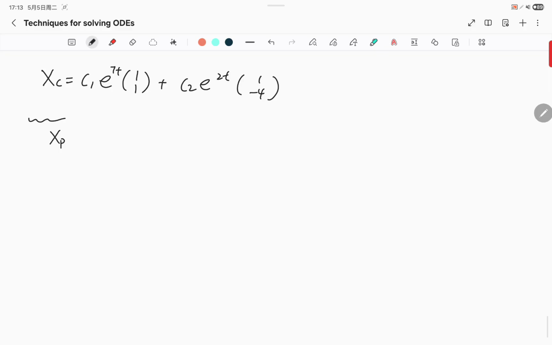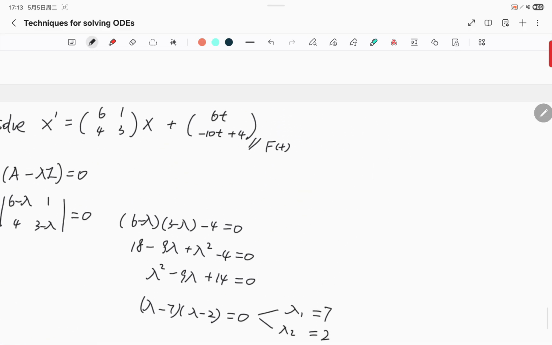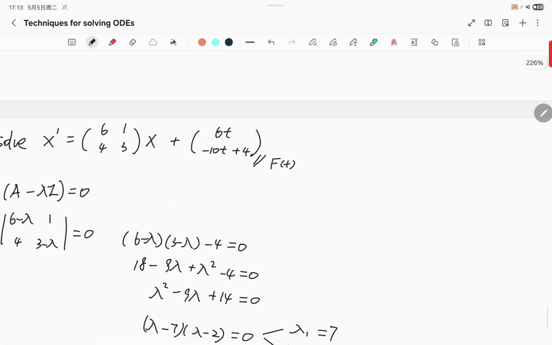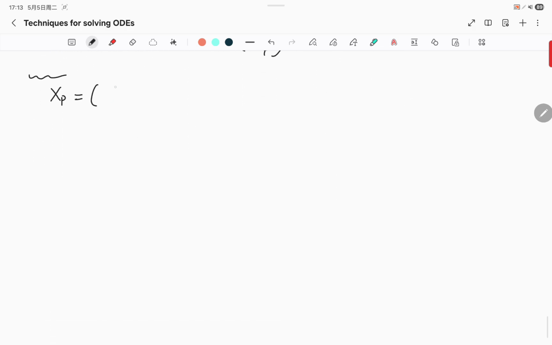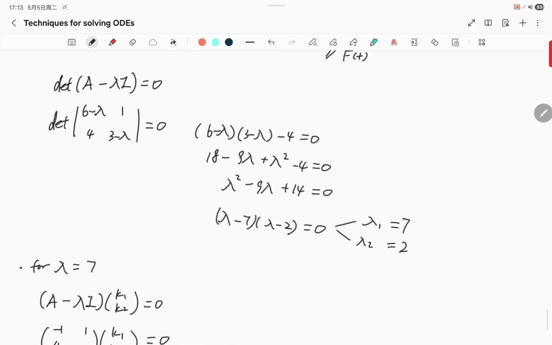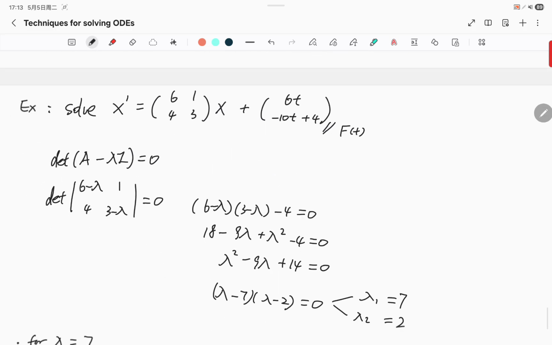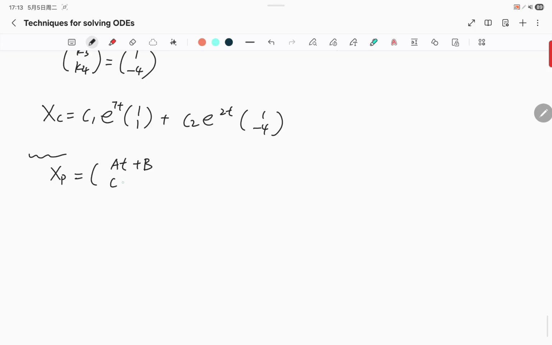x_p, sorry, particular solution. Look at what we have here. We have 6t and minus 10t plus 4. We can borrow the same table from undetermined coefficients to make the educated guess. So my top row is going to be at plus b, and my second row, another polynomial, so ct plus d. The derivative of this is a, c vertically.